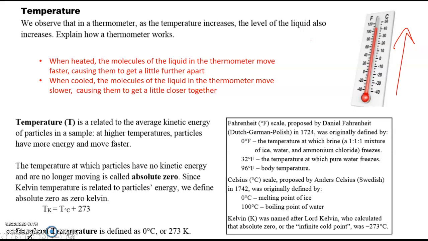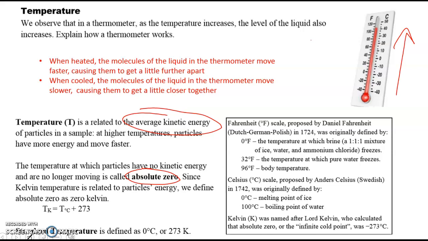A few quick things here. Remember, it's the average kinetic energy. I say remember because a lot of this was covered in middle school science, but just to quickly go through this here. The temperature at which particles have no kinetic energy is something we call absolute zero. Now, obviously, we can't reach absolute zero here on Earth. There's a few places in outer space we can do that. But that's why we use Kelvin.